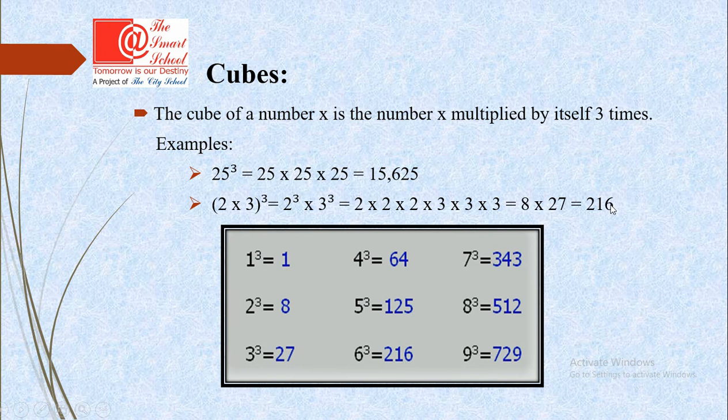Now there are some examples: 1 cube is equal to 1, because 1 multiplied by 1 multiplied by 1 is equal to 1. 2 cube is equal to 8, 3 cube is 27, 4 cube is 64, 5 cube is 125, 6 cube is 216, 7 cube is 343, 8 cube is 512, and 9 cube is 729.